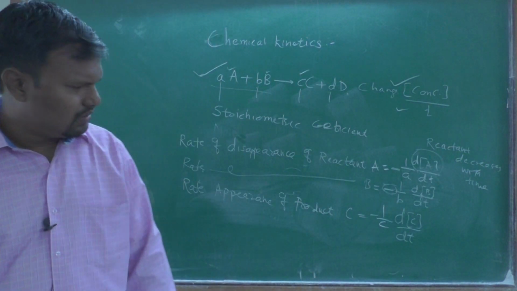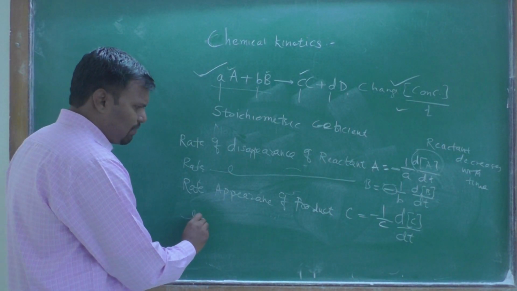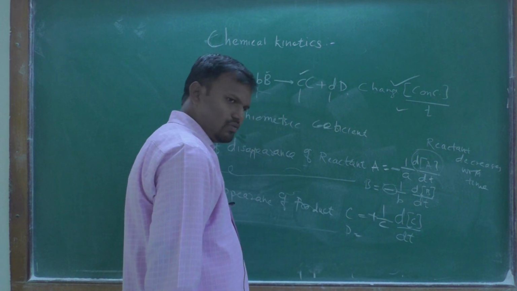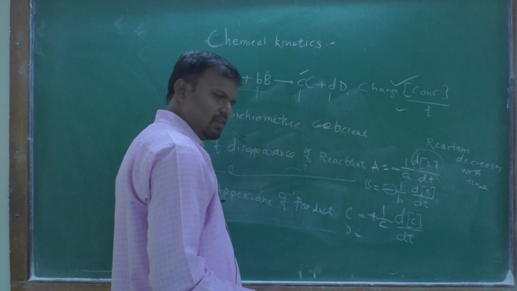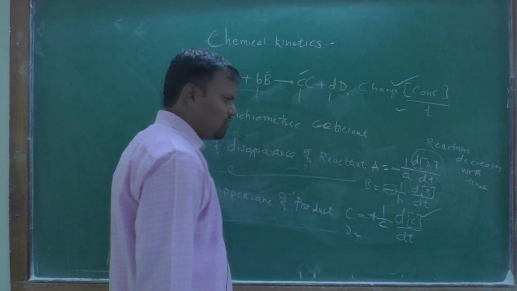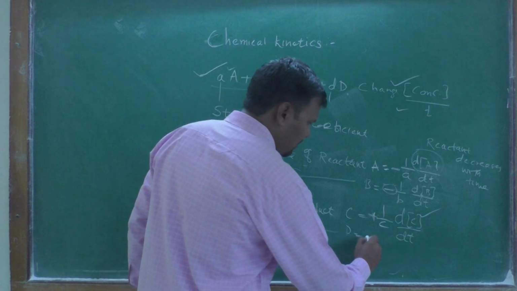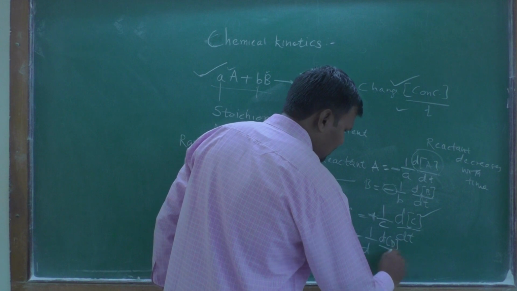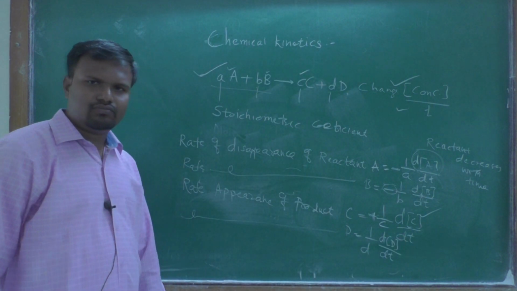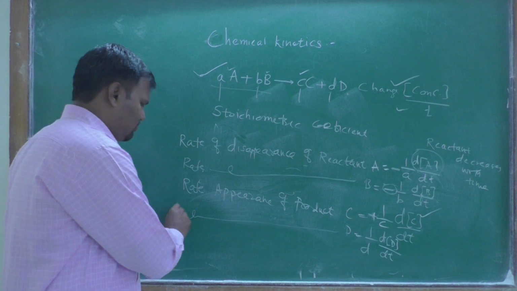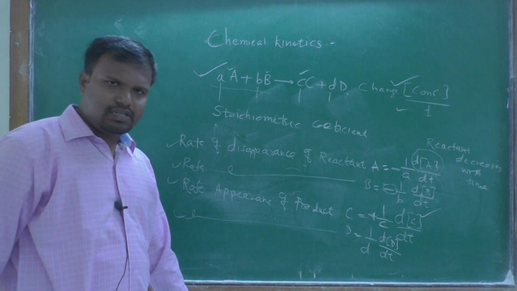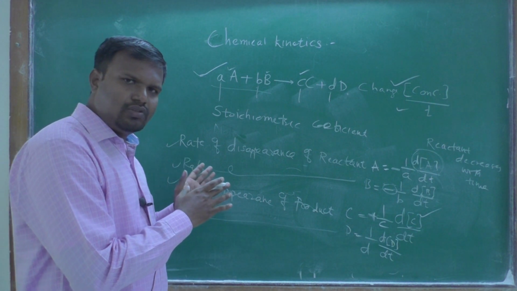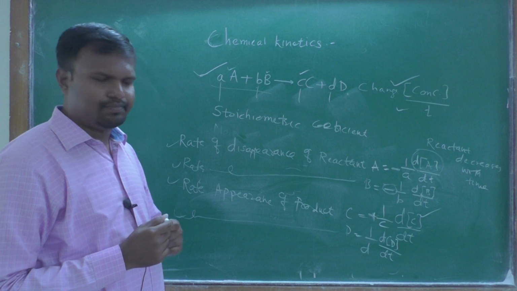Now for the rate of appearance of product D, it is positive, because the concentration of products goes on increasing. It is 1 upon d, change in concentration of D with respect to time. This is the rate of reaction.